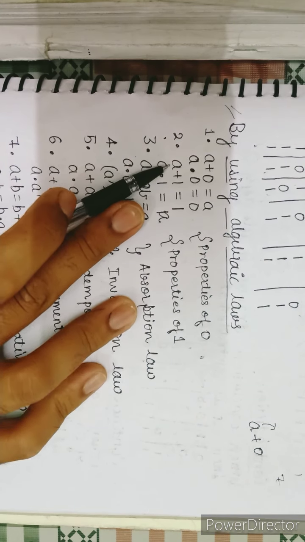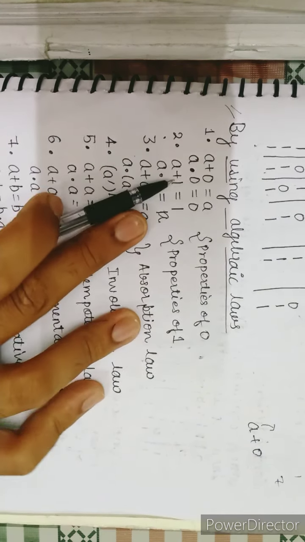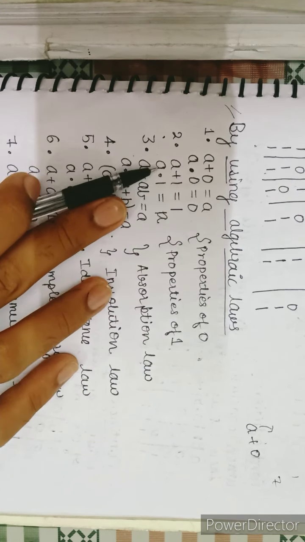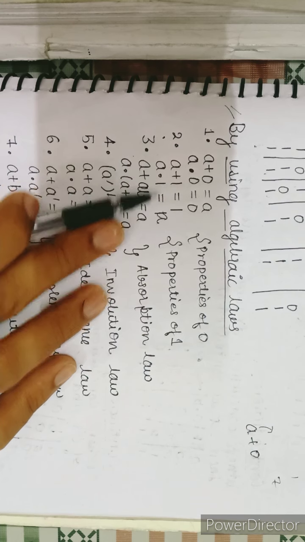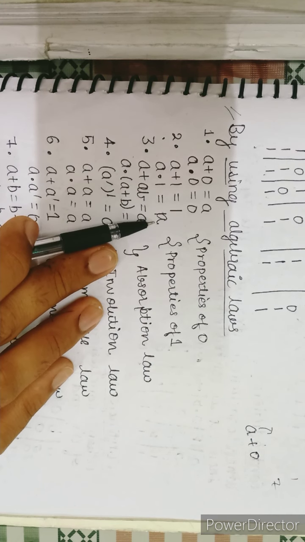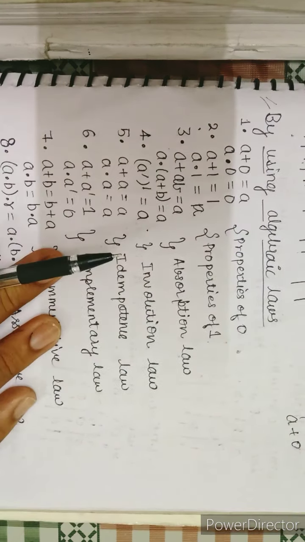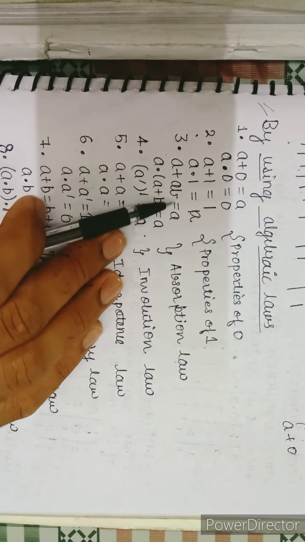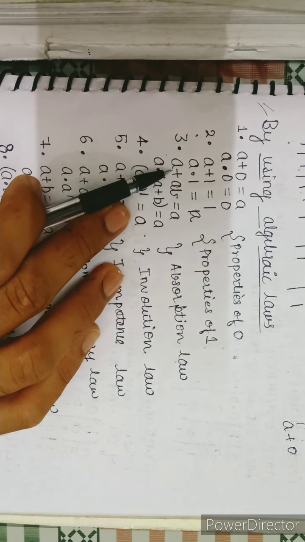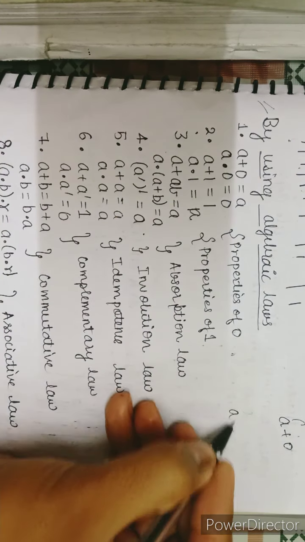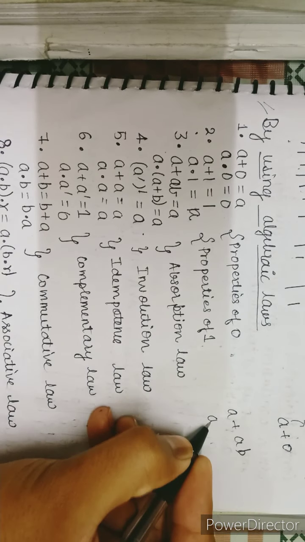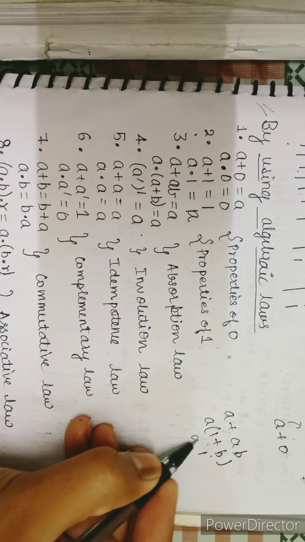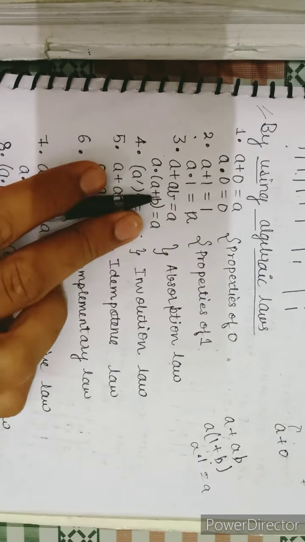Then next is properties of 1. When we add 1 to any proposition, it always gives true, that is 1. And when we multiply 1 with any proposition, it gives a. Next is the absorption law: a plus ab equals a. When we take a common, it becomes 1 plus b, and 1 plus b is 1. So a into 1 is a. So a plus ab equals a.